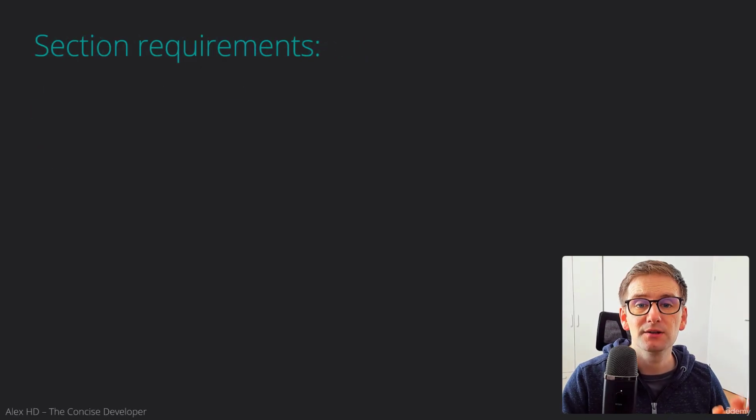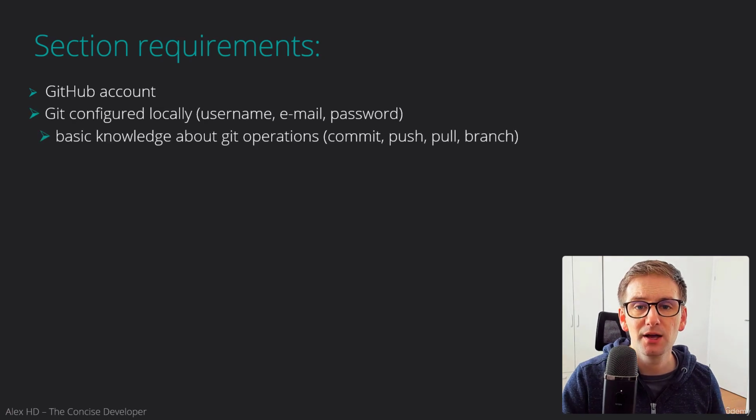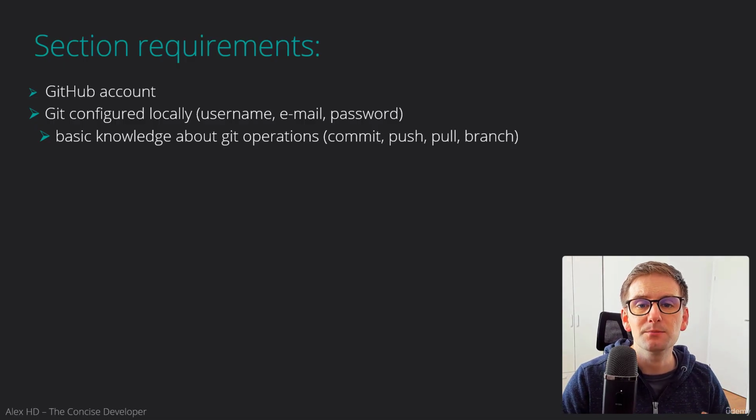Very important, this section has some very important requirements. I'm talking about a GitHub account, and you should also have Git configured locally. Git configured with a username, with email, with a password, and also in order to take this section, you will need basic knowledge about Git operations. So nothing too complex, but the basic Git operations like commit, like push, like pull, like branch, you will have to know them.